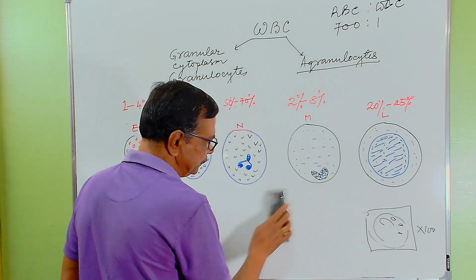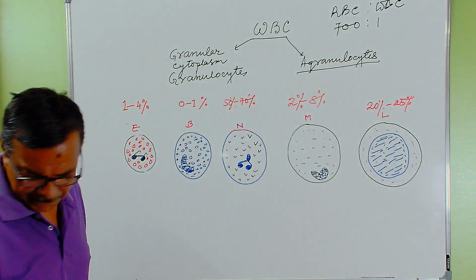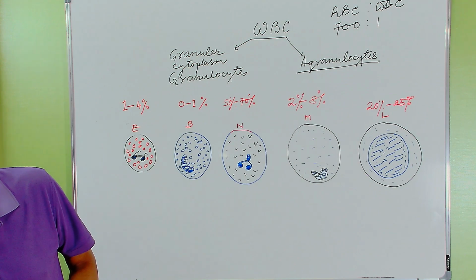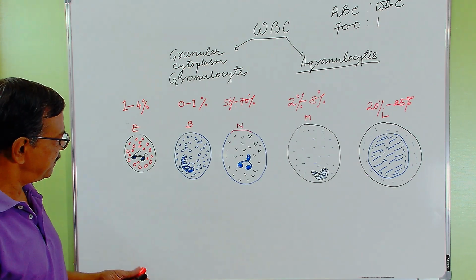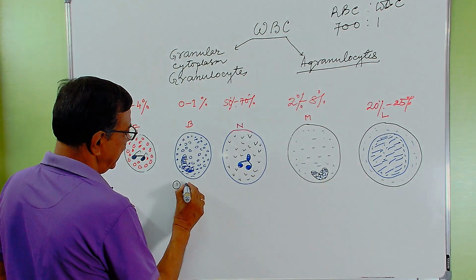Now you see, this I have said basophil number 1, you will write overlap.